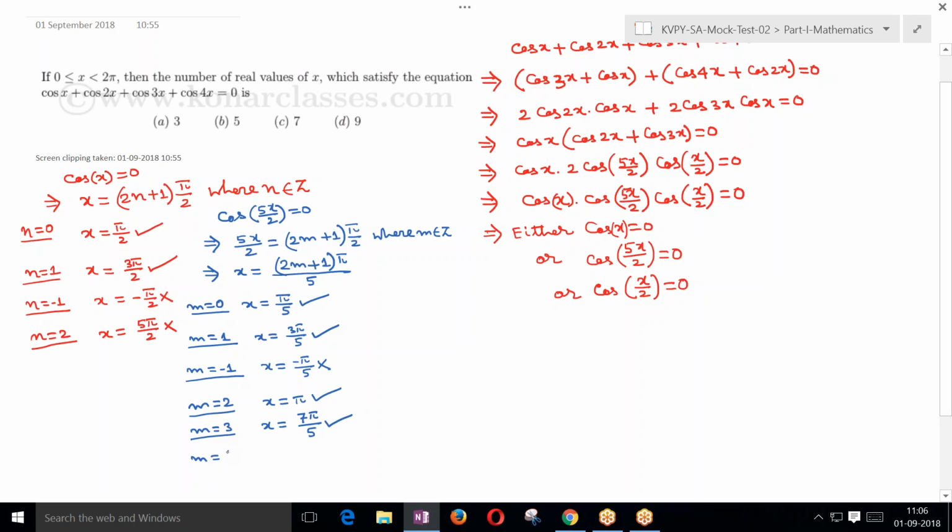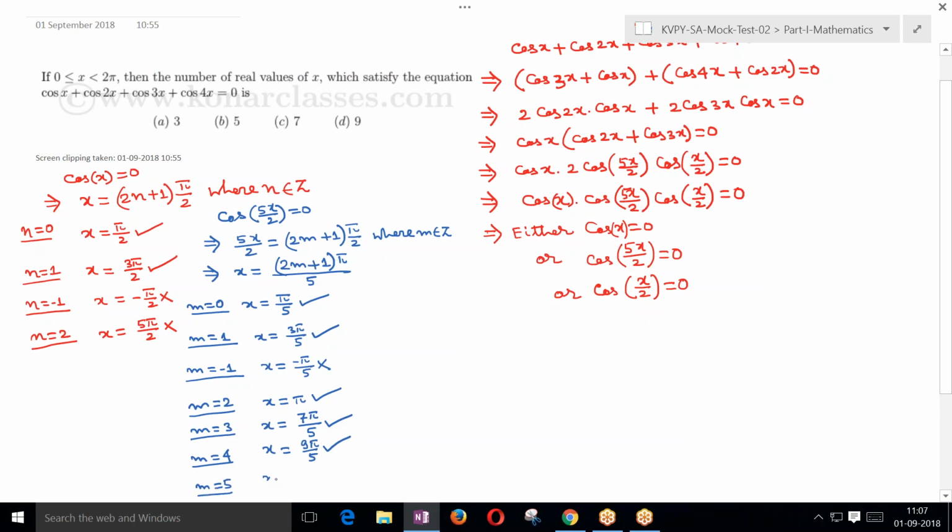Then you put m equal to 4. If you put m equal to 4, then we'll get x is equal to 2 into 4 plus 1, that is 9 pi by 5. And 9 pi by 5 is also an acceptable solution. Then we put m is equal to 5.